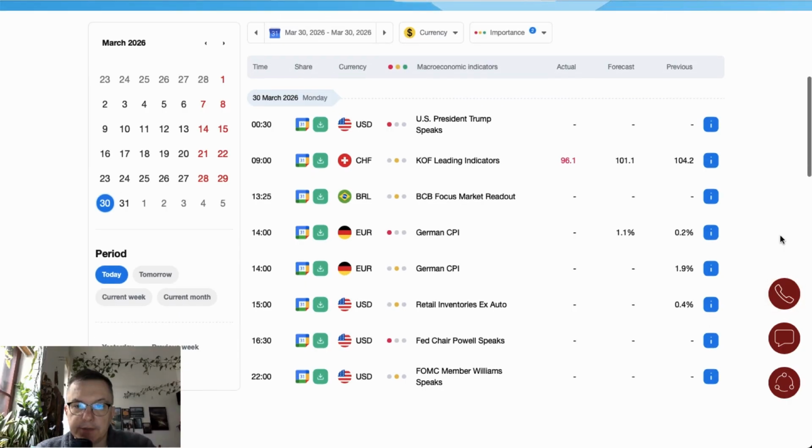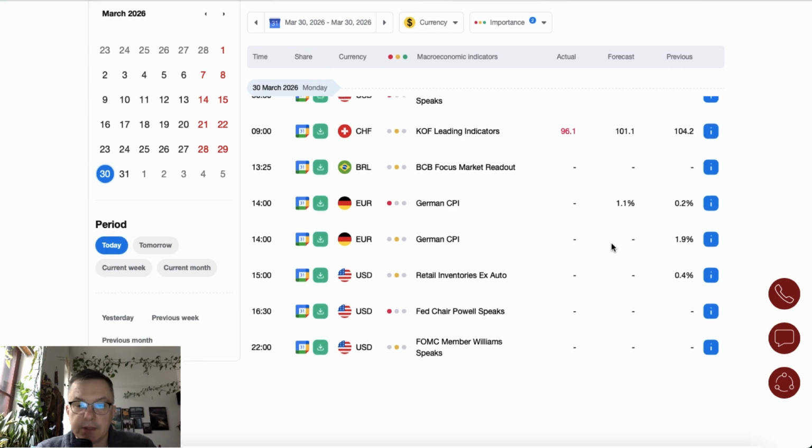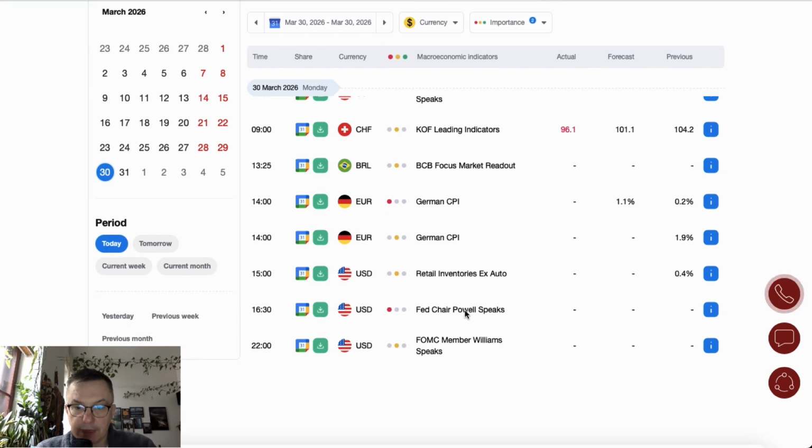KOF leading indicators from Switzerland down from 104.2 to 96.1, but data from the Switzerland, we are still waiting for the German CPI. It should increase significantly from 0.2 to 1.1%. At 3 o'clock, we got retail inventories excluding auto.